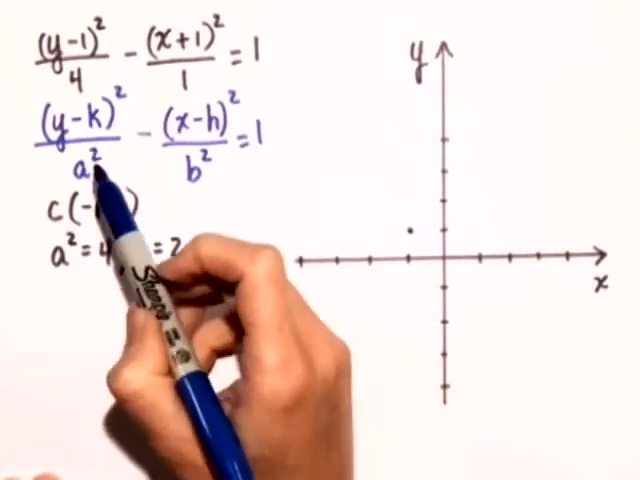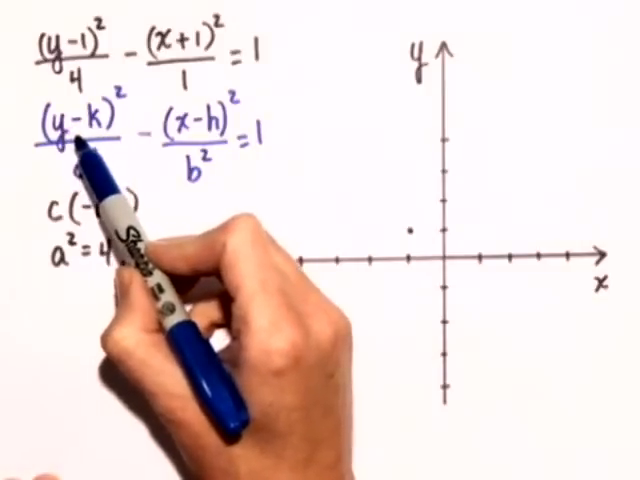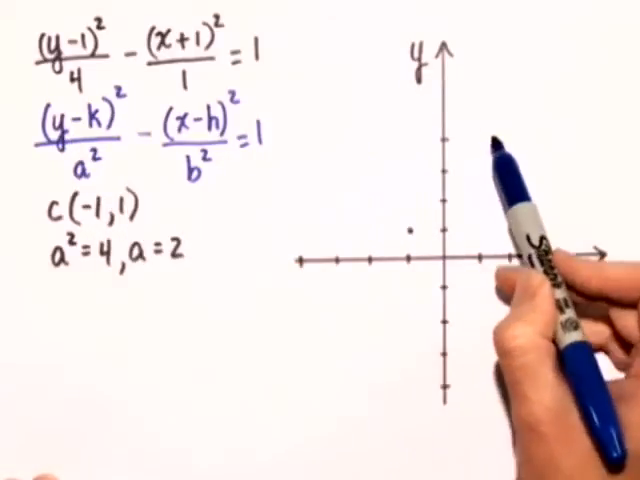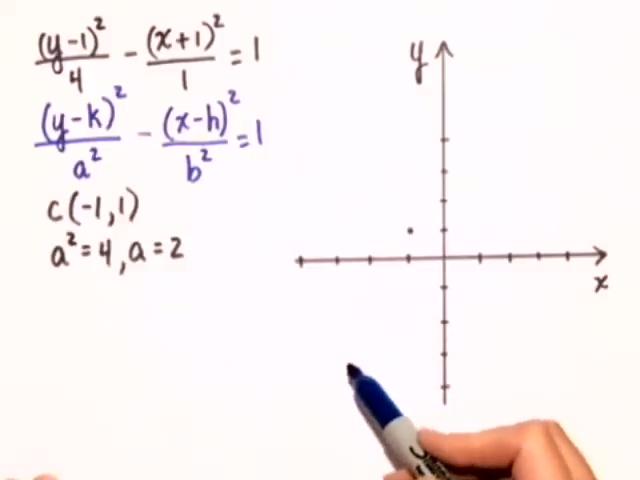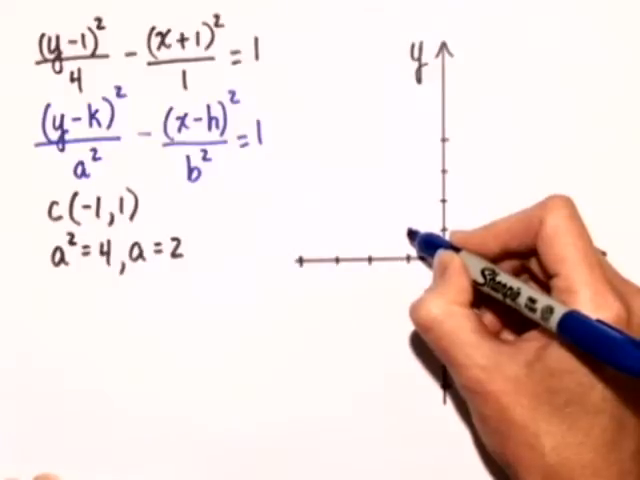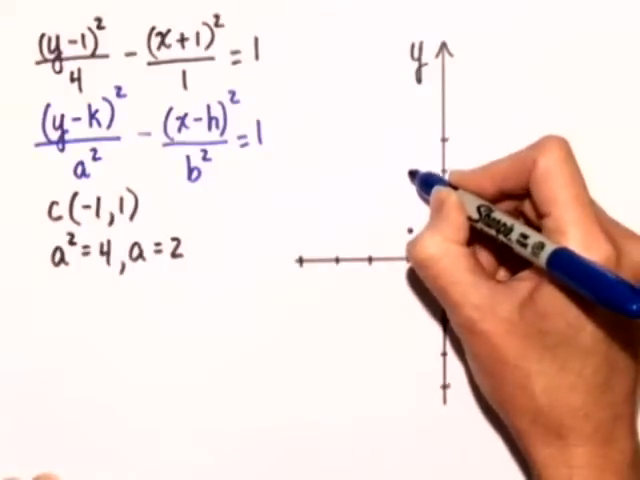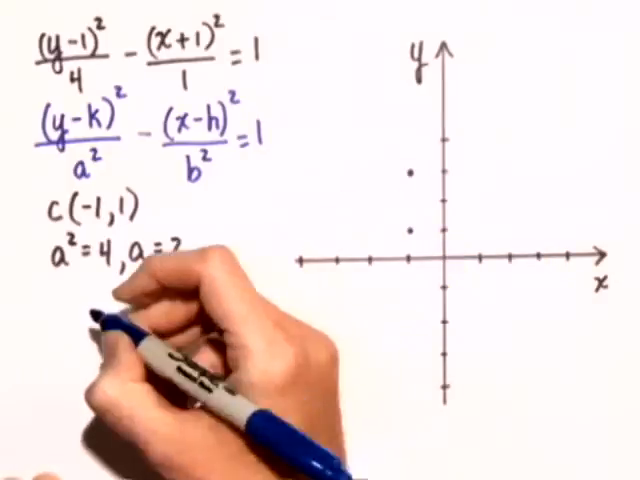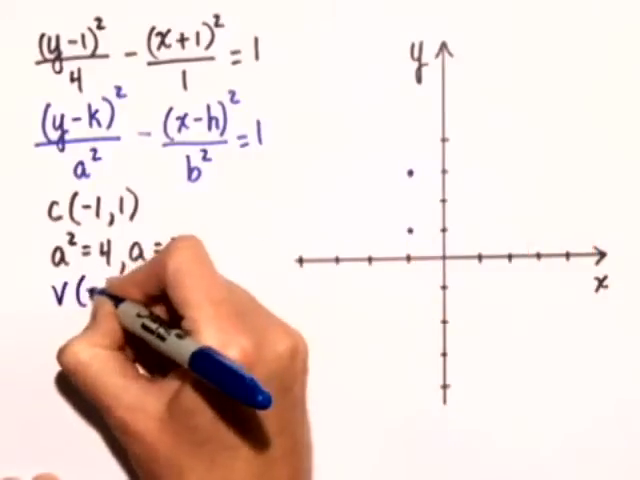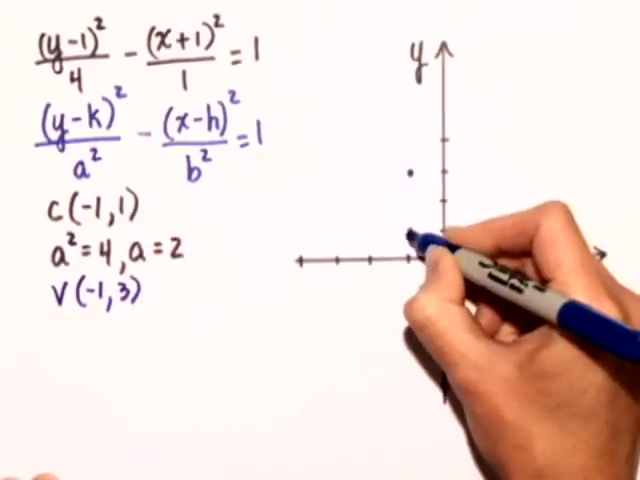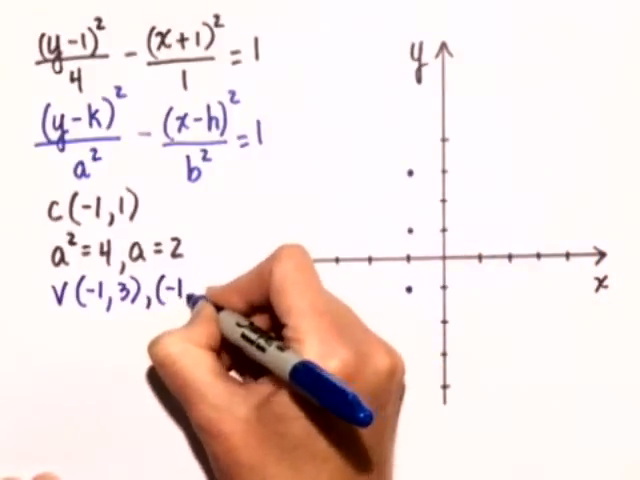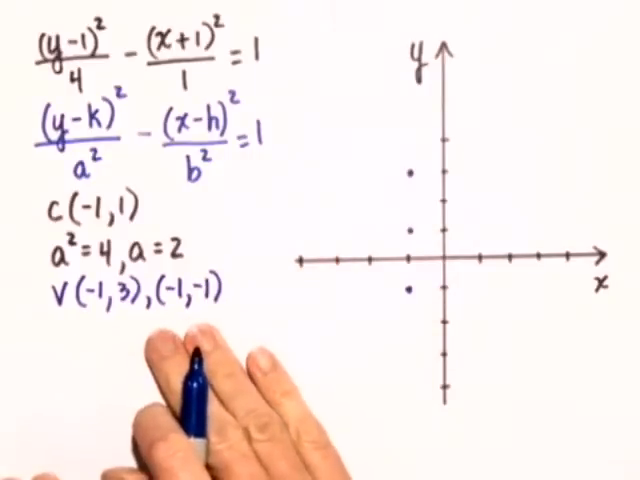Because our transverse axis is parallel to the y-axis in this case, because the y-squared term is positive and it comes first, that means that our branches will be opening up and down. So from our center of -1, 1, we're going to go A units up, or 2 units up, right here. That will be our first vertex. The vertex will be located at -1, 3. From that center, we'll also go 2 units down to -1, -1. These are our 2 vertices.